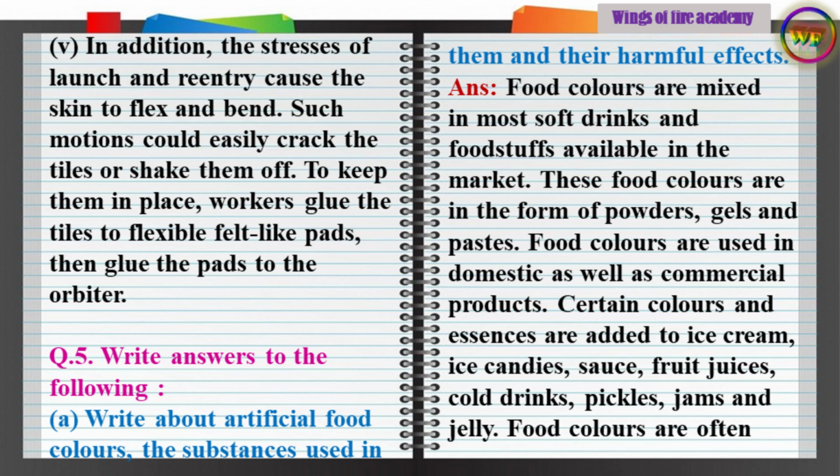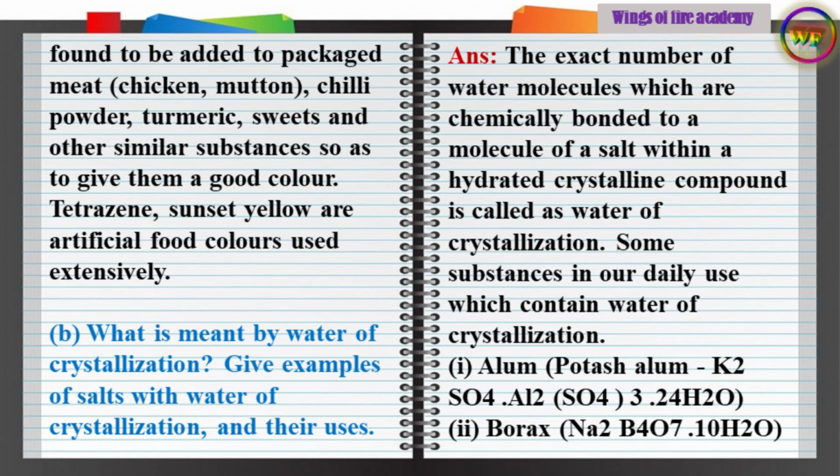Food colors are often found to be added to packaged meat, chicken, mutton, chili powder, turmeric, sweets and other similar substances so as to give them a good color. Tartrazine and sunset yellow are artificial food colors used extensively.